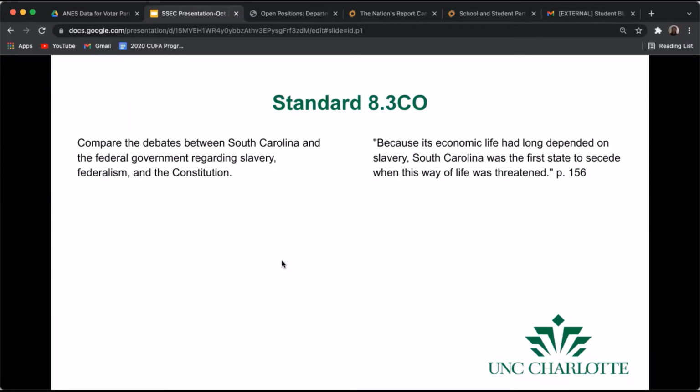The next standard we did was 8.3.CO, which is to compare the debates between South Carolina and the federal government regarding slavery and federalism. Within this standard, slavery is described as an economic way of life, so we identified that that aligns with the statehood and identity component.